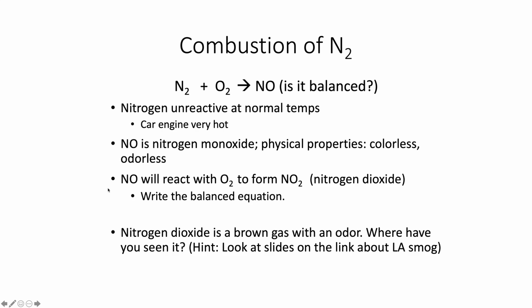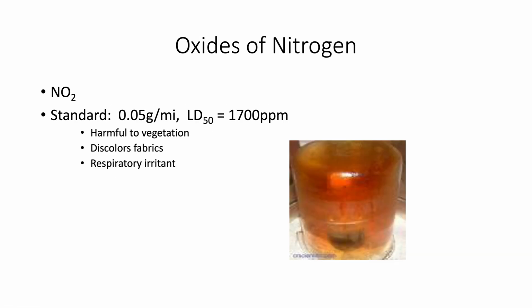Now nitrogen is extremely unreactive at normal temperatures, but at very high temperatures, it can actually burn. And so when you burn it, you can get this. You can play with it and balance it. All right? And you'll get nitrogen monoxide. You'll also get nitrogen dioxide. Right? It's a brown gas with an odor. And if you look at the brown stuff in the air in the smog slides, that's where you'll see it. That's what it looks like. There's your standard. LD50 is 1700. And it's a nasty gas.